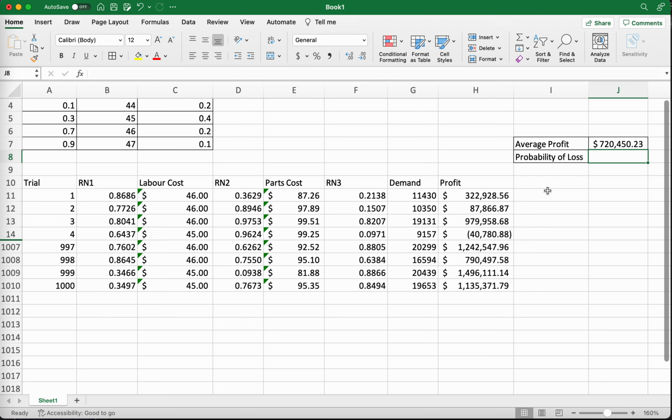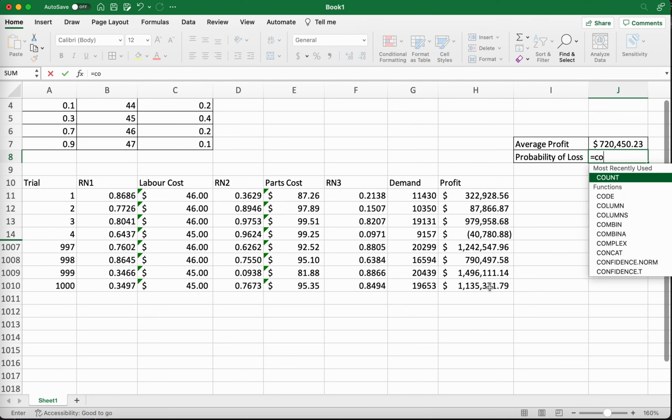For the probability of loss, I want to look at all of the profit values. I've generated 1,000 profit values, right? So I'm going to look at all of these 1,000 profit values and count how many times in these 1,000 times I ended up with a loss. And that is going to give me a probability for loss. So I'm going to count that, then divide that by 1,000 because I did 1,000 trials. So I'm going to get the probability of loss. I'm going to say COUNTIF, so only count.